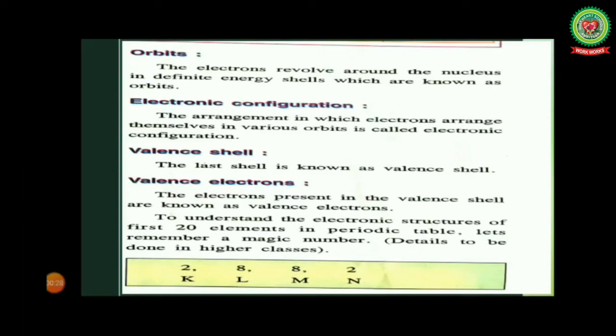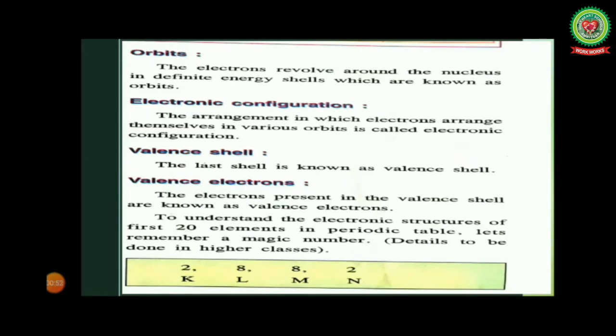For example, if I want to discuss electronic configuration for sodium, whose number of electrons is 11, so in that K shell will have 2 electrons, L shell will have 8 electrons, and M shell will have 1 electron. So that arrangement is called electronic configuration.